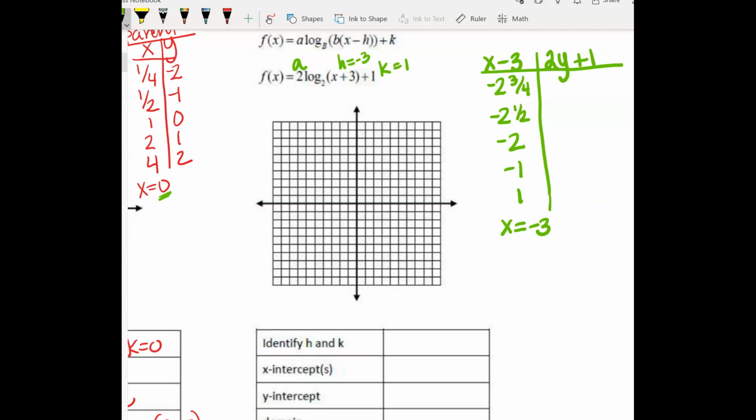Now I'm going to take the y values, and I'm going to go ahead and adjust those by multiplying by 2 and adding 1. And I'm going to go ahead and put this on the graph. So I have this asymptote at -3, vertical asymptote, so x equals -3; then -2 3/4, -3; -2 1/2, -1; -2, 1; -1, 3; and 1, 5.